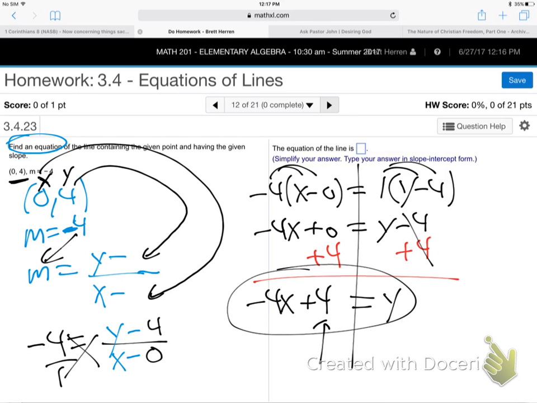So how many people got that one? How are we doing? Can I see a show of hands? How many got that one right? Okay, a little more than half. Looks like a majority. Okay, good. So I don't want to go too fast.